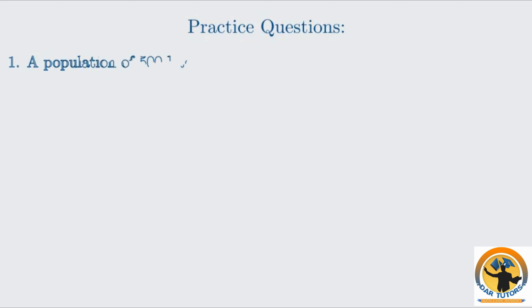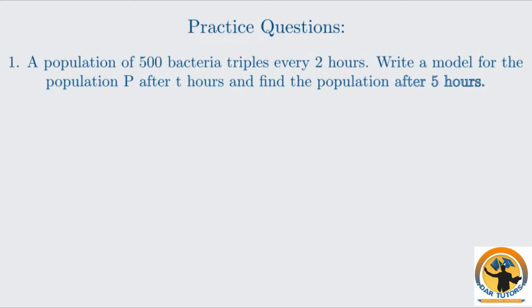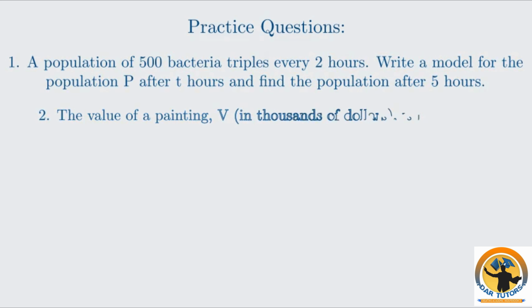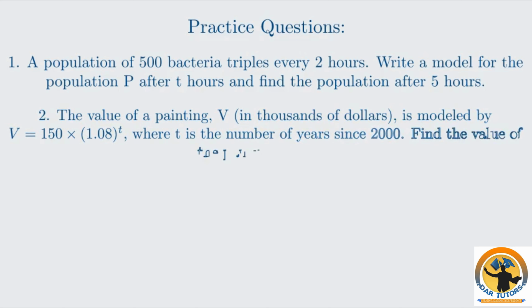Question 1. A population of 500 bacteria triples every 2 hours. Write a model for the population P after t hours and find the population after 5 hours. Question 2. The value of a painting, V, in thousands of dollars, is modeled by V equals 150 times 1.08 to the power of t, where t is the number of years since 2000. Find the value of the painting in 2015.